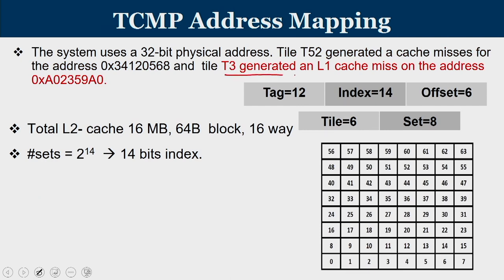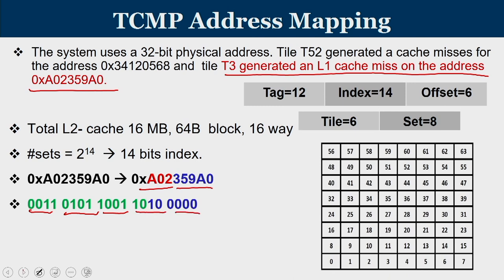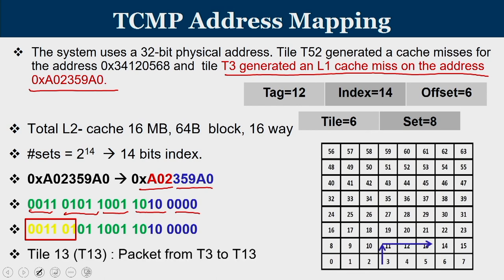Now, tile T3 generated an L1 cache miss on the address 0xA023590. The same process is being applied, where the red portion indicates tag and the blue portion indicates index and offset bits together. I am trying to expand the index and offset bits. So it is 3, this is 5, 9, A and 0. Extract the first 6 bits, and the first 6 bits will give you tile 13. So this is the request that started from tile T3. T3 gave an L1 cache miss, and this address is mapped into tile 13. So this is the way the packet is going.